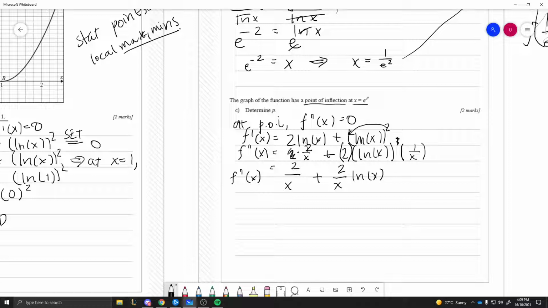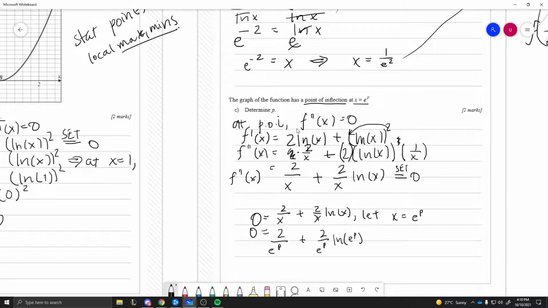And now let that equal 0. You have to let the second derivative equal 0 to find the point of inflection, as it says up here. It says there's a point of inflection at x equals e to the p, so you can put that in as x. So 0 equals 2 over x plus 2 over x ln of x, and now let x equal e to the p. So now 0 equals 2 over e to the p plus 2 over e to the p ln of e to the p.